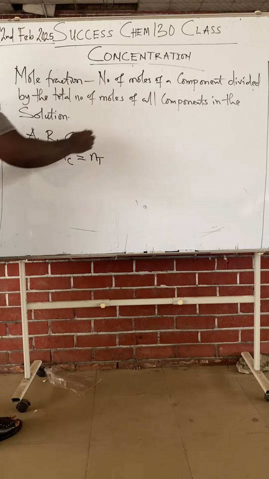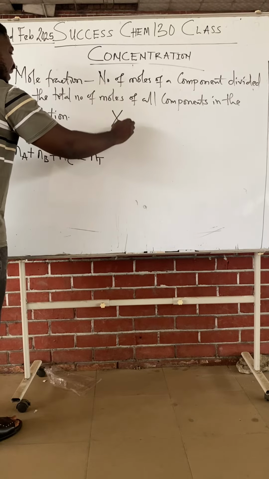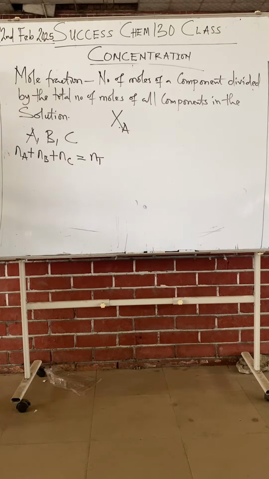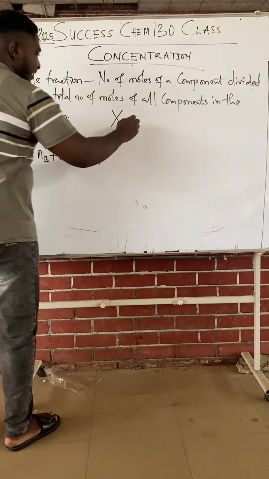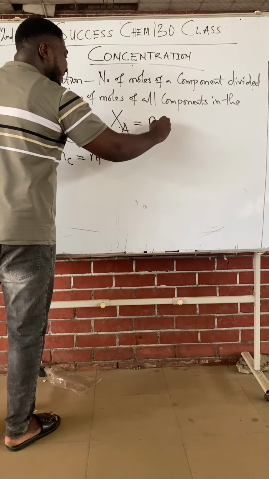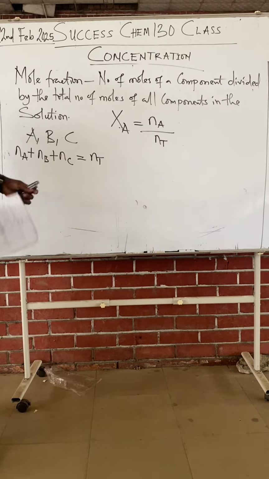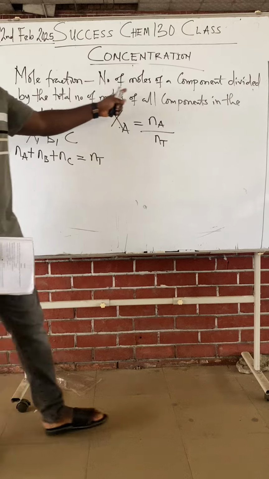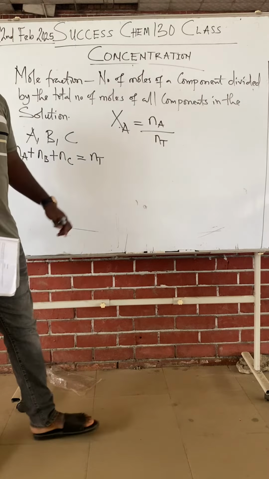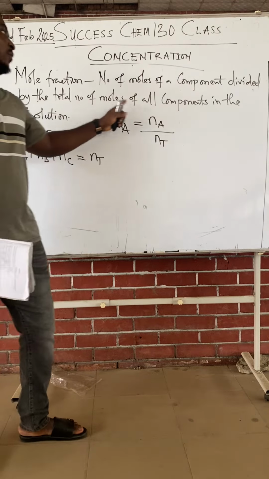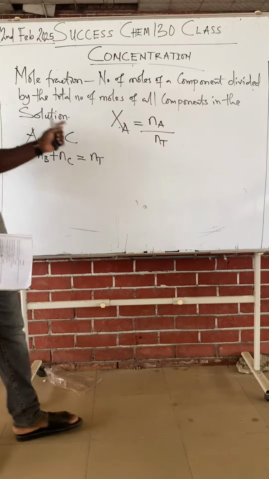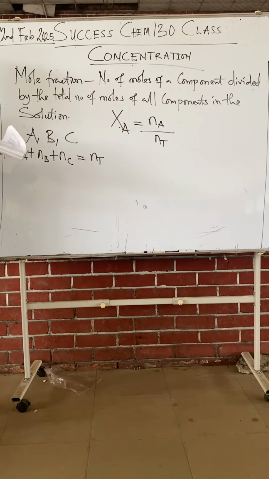Now, you can be asked to find the mole fraction of one component in the solution. The symbol for mole fraction is X. The mole fraction of A is the number of moles of that component divided by the total number of moles in the solution. Look at the definition, it is still on the board. Mole fraction is the number of moles of a component divided by the what? The total number of moles of all components in the solution.